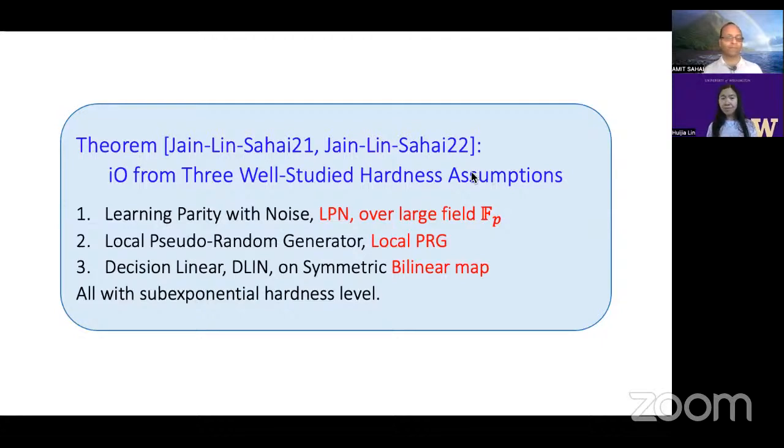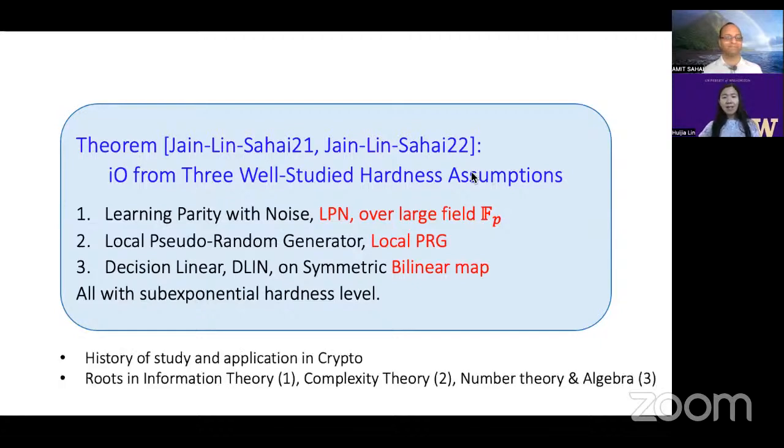called a bilinear map. We won't have time to go into details of each of those hardness conjectures. However, we will briefly mention each of them later in the talk. It's important to note that all these problems have had a long history of study and application in cryptography, and each of them has roots in information theory, complexity theory, number theory, and algebra. Now, the next question is, how is this theorem proven? So let me now turn the podium back to Amit to tell you about our high-level ideas.